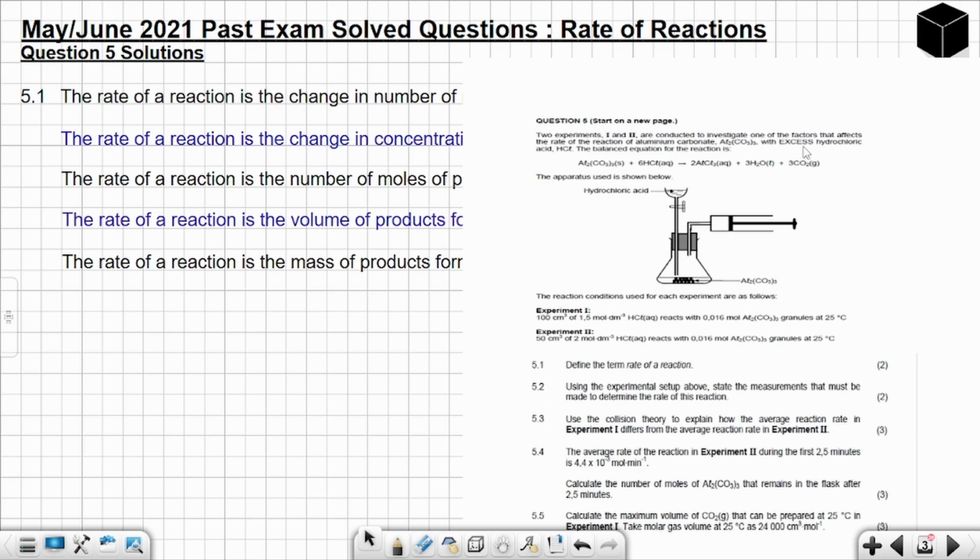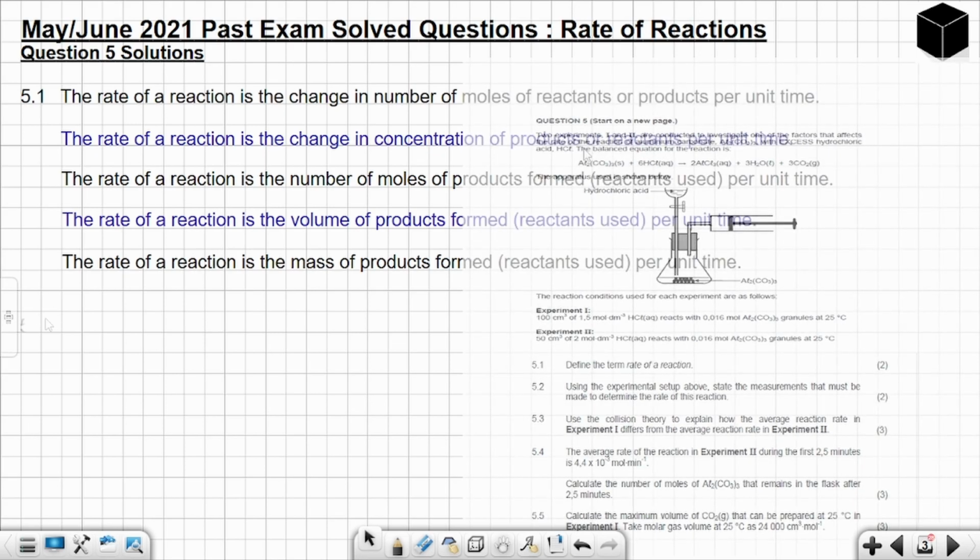So the amount of carbon dioxide produced, or formed, will depend on the limiting reactant, which is the aluminum carbonate. Because when this finishes, the reaction will stop, because this is the limiting reactant. The hydrochloric acid is in excess.